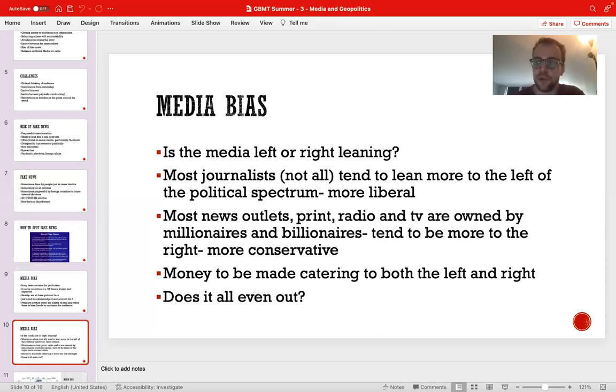In your next assignment, you will look at a particular issue through three different sources and see how this shapes the information you read about a particular topic. So that will be part of your assignment. So this is very, very important.